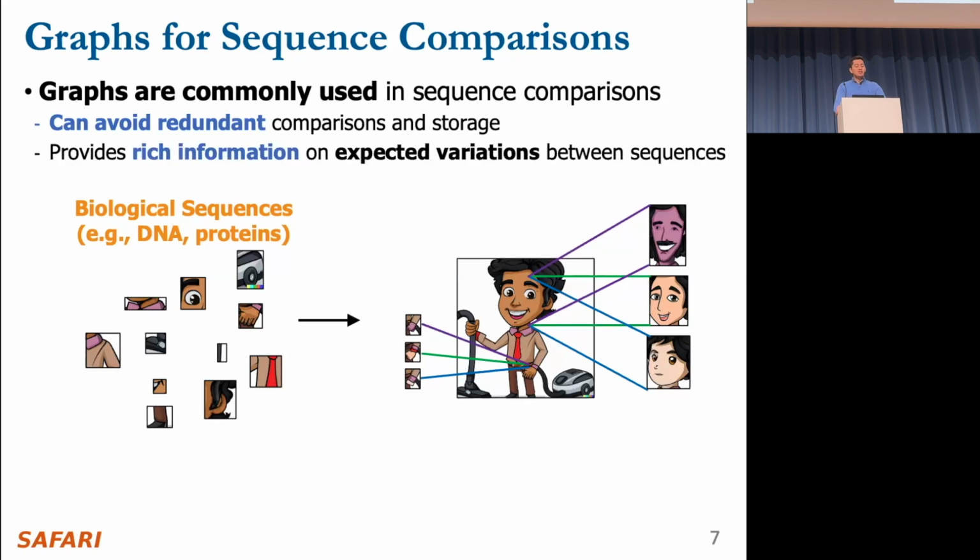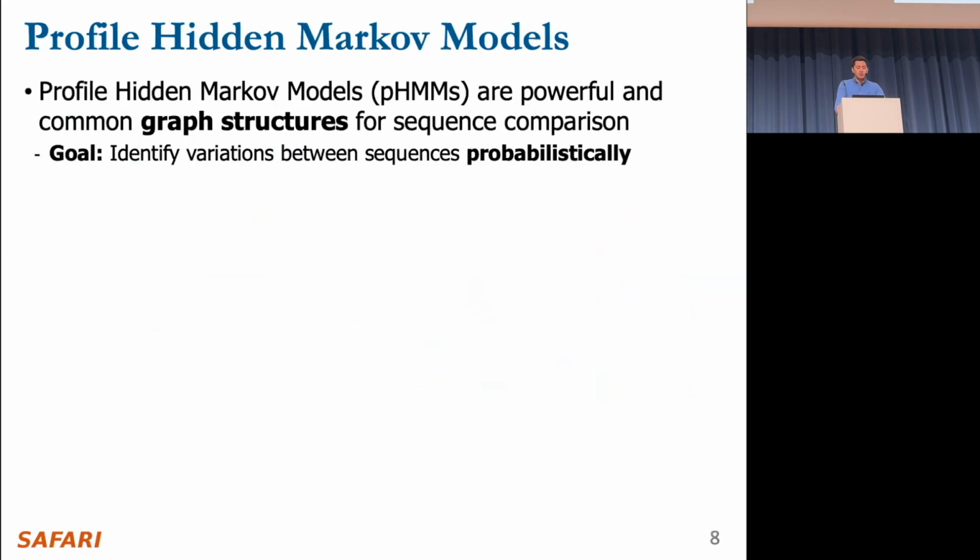And they also provide rich information on, let's say, some expected variations or mutations between sequences or between individuals. For example, we may know that there may be some regions in the human genome that are not really prone to certain variations, but there may be some specific regions that are really prone to many mutations, and it can be really individual specific. And graphs can really store this information very effectively and efficiently.